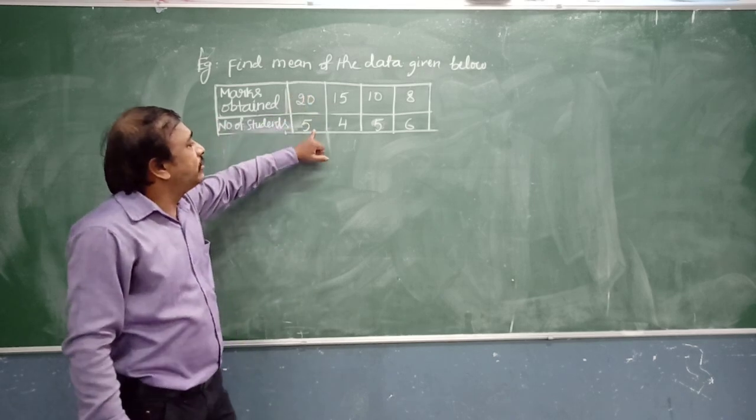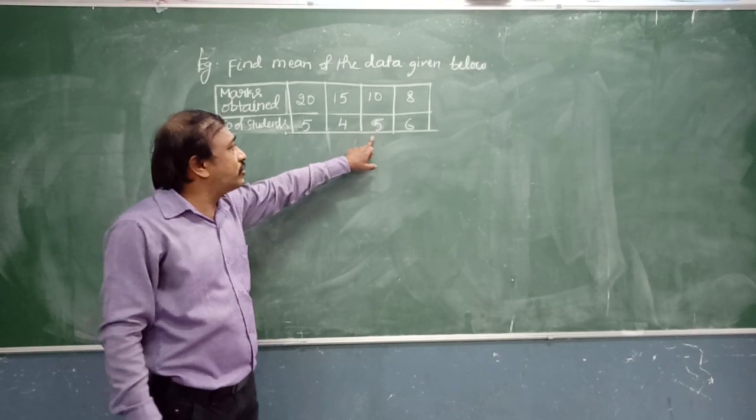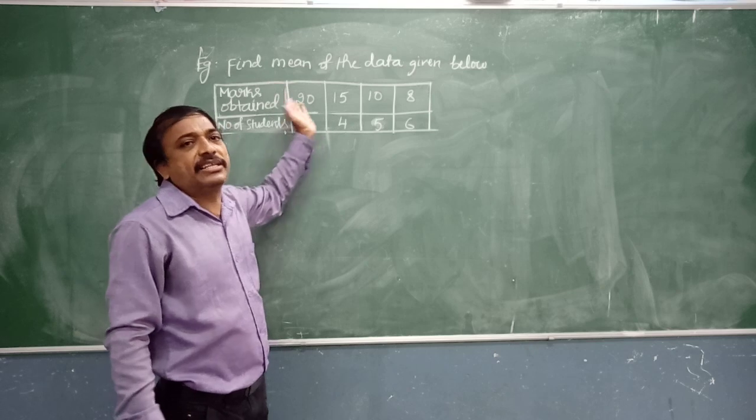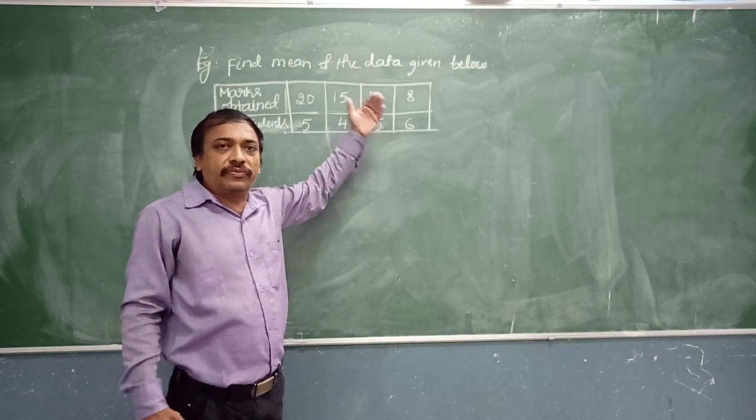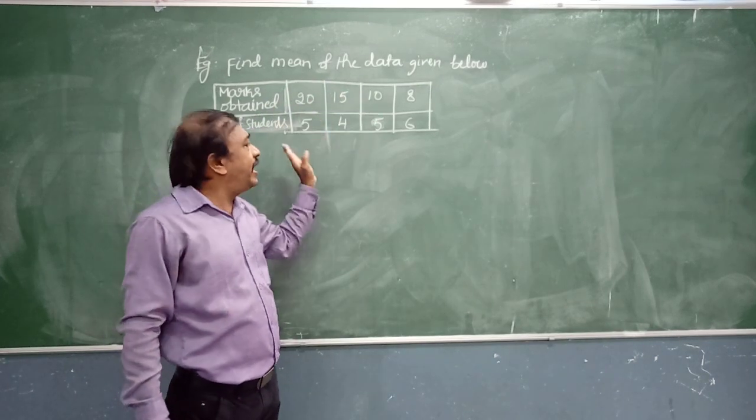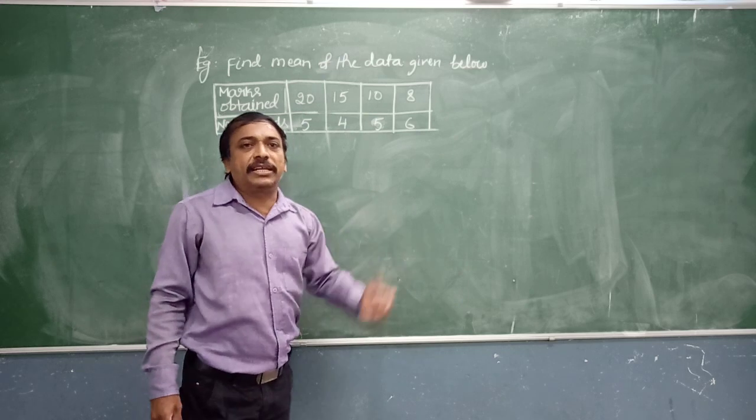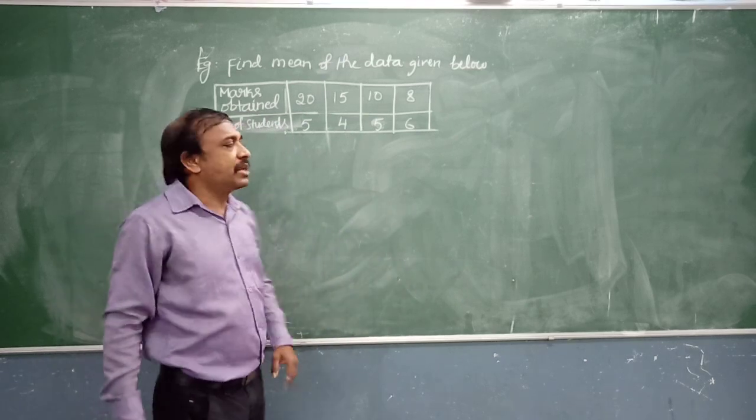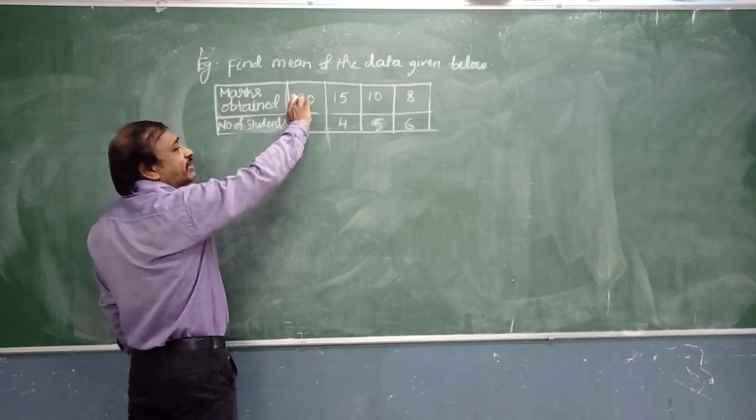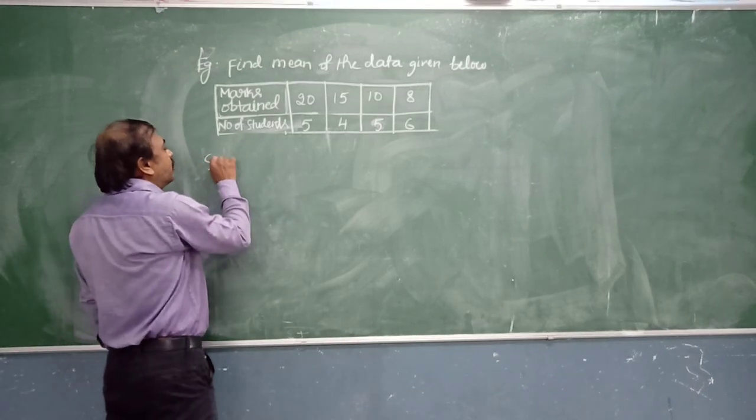20 marks obtained by 5 students, 15 marks obtained by 4 students, 10 marks obtained by 5 students, 8 marks obtained by 6 students. The data collected may be from a test conducted by a teacher out of 20 marks, and these are the marks obtained by the students. So for this data, how to find the mean? Observe it. First, the two columns given in the question, we will copy again in the solution.